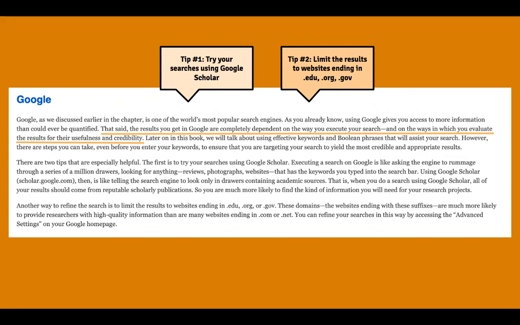The second tip would be limiting the results to websites ending in .edu, .org, or .gov in terms of websites that you're consulting. And while this tip is helpful in the sense that it's going to make sure that you're finding sources that are related to institutions, we also want to keep in mind that when doing popular culture research, it's very possible that you'll also need to consult articles from the popular press, like interviews, like magazine articles, et cetera.